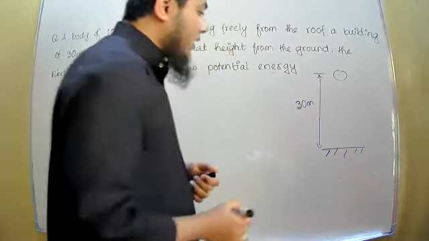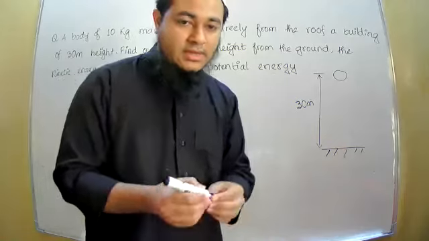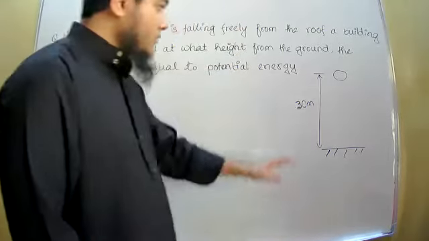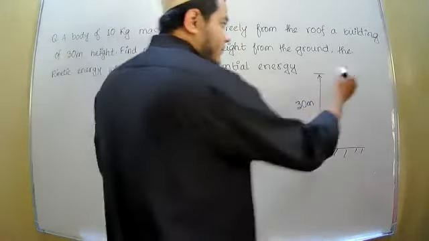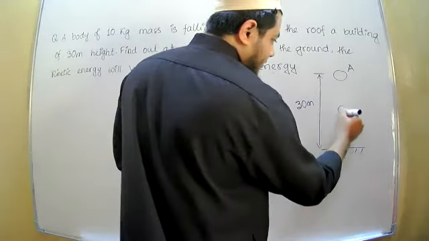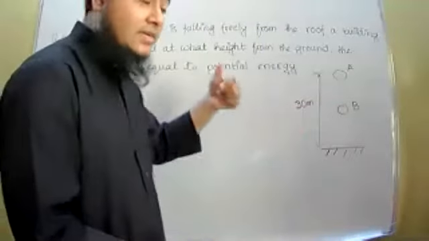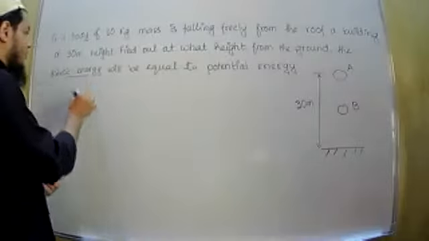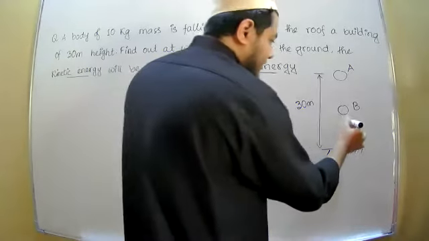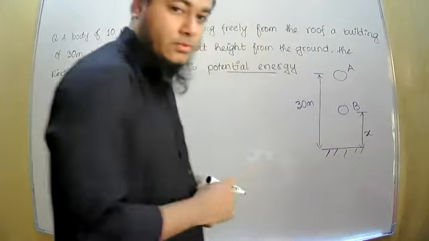Now we know that while it is coming down, the potential energy will decrease and the kinetic energy will increase. Okay, so let us say the body is falling from point A, and in between at point B, our desired situation will occur. That means at point B, the kinetic energy will be equal to potential energy. So let us consider that this is at a height x from the ground. We want to find the value of x.